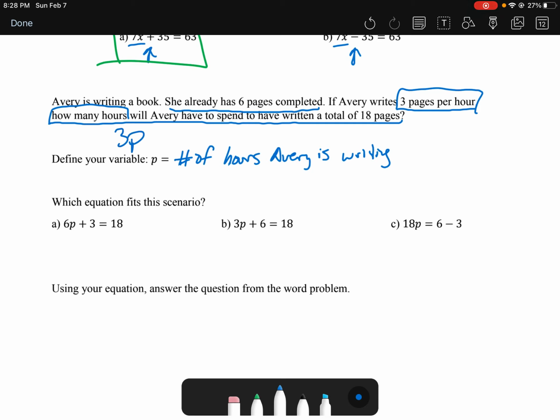But we already know that she has 6 pages completed. So what can I do with that 6 pages and my 3 times P? I could just add them together. So the number of pages she already has, and then the number of pages that she writes in P hours. And we're saying that the total is 18 pages. So looking below, A, B, or C, do we see that down here? Yeah, right here. B.